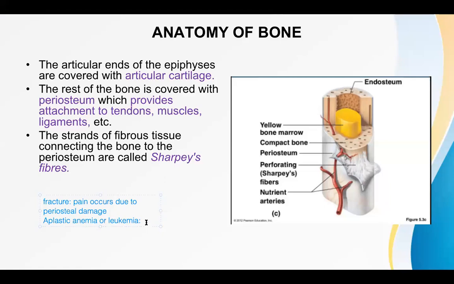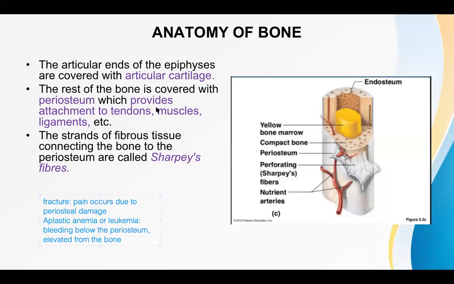But why does the bony pain occur in leukemia? The reason is there is bleeding occurring below the periosteum. As a result, the periosteum is elevated from the bone, or you can say it is getting stripped off the bone, and that will cause severe pain in leukemia. So these are some of the important clinical correlations of periosteum.